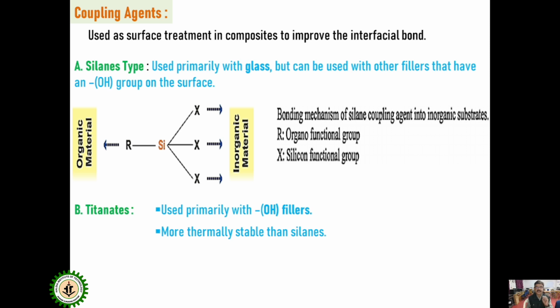This is the structure. This is the original material, and silicon is there. The silicon is an inorganic material, combined with silicon functional groups, that is X, and R is the organic functional group.